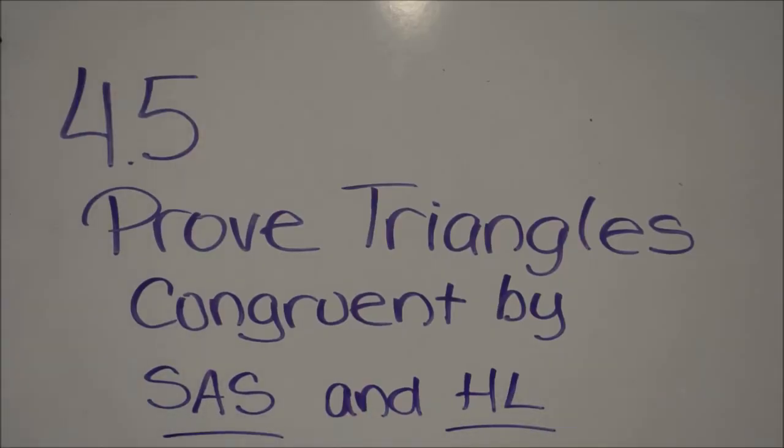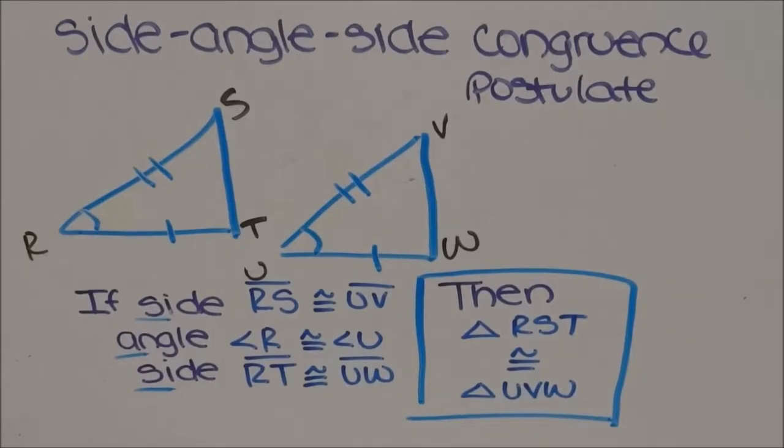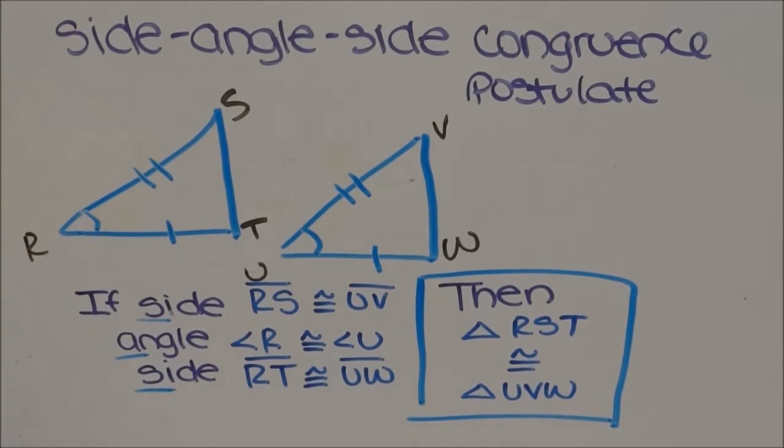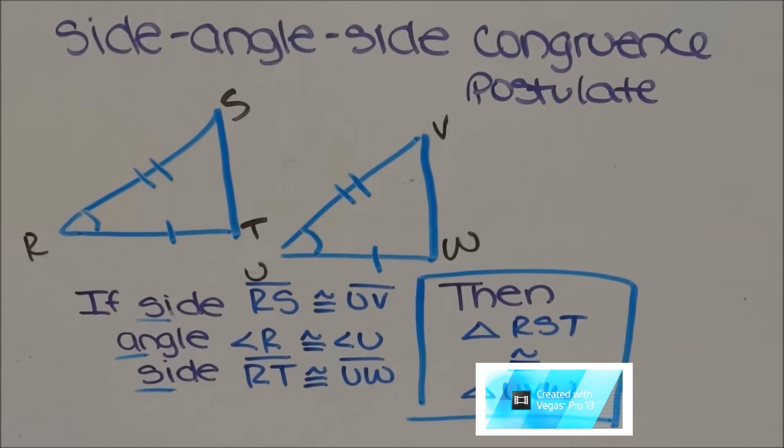In section 4.5, we learn to prove triangles congruent by SAS and HL. The side-angle-side congruence postulate states, if 2 sides and the included angle of one triangle are congruent to 2 sides and the included angle of a second triangle, then the 2 triangles are congruent.